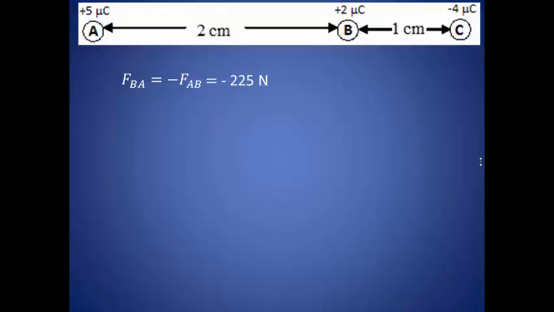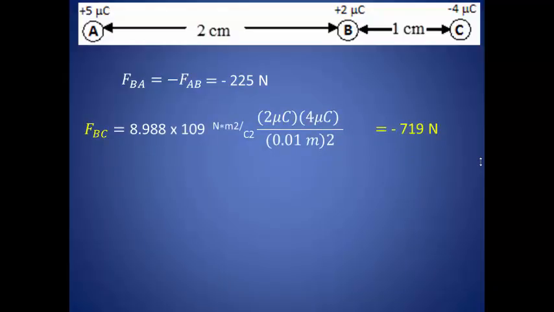Now particle C is negatively charged, so it will have an attractive force on particle B. This will pull B to the right as well. When we do the math, we find that the magnitude of the forces is 719 newtons. In this case, both forces acting on particle B are acting to the right, so the net force is 225 plus 719, which turns out to be 944 newtons to the right.